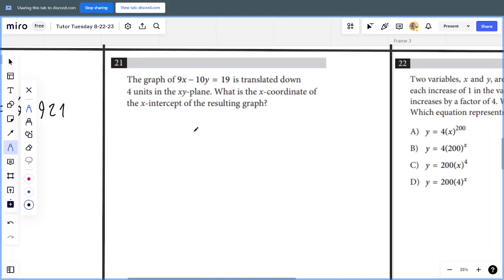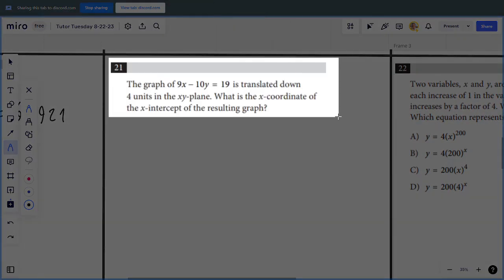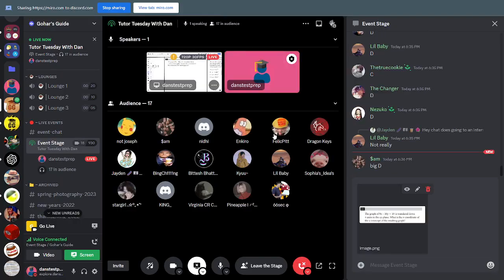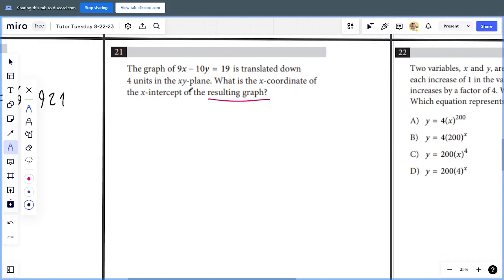That is correct. Now we got an open-ended math question. Number 21. The graph of 9x minus 10y equals 19 is translated down 4 units in the xy plane. What's the x-coordinate of the x-intercept of the resulting graph? Resulting graph is a keyword here. Okay, so in order to find out the resulting graph, you could definitely just graph this in Desmos and try to solve it that way. But let's say you wanted to solve it out by hand.